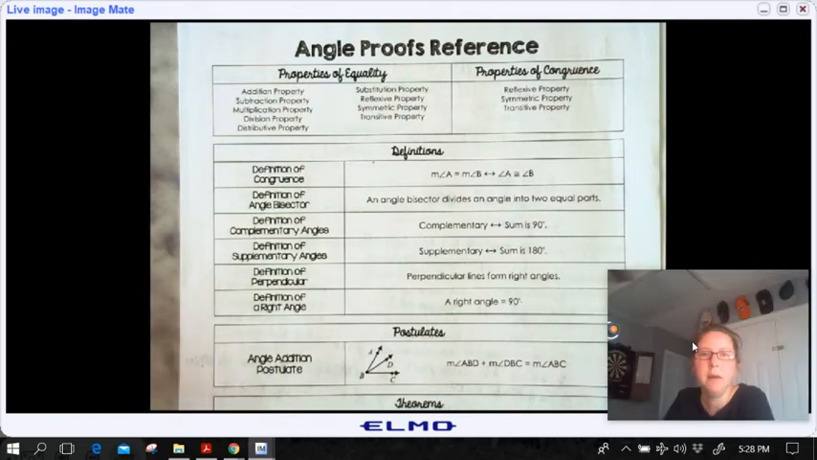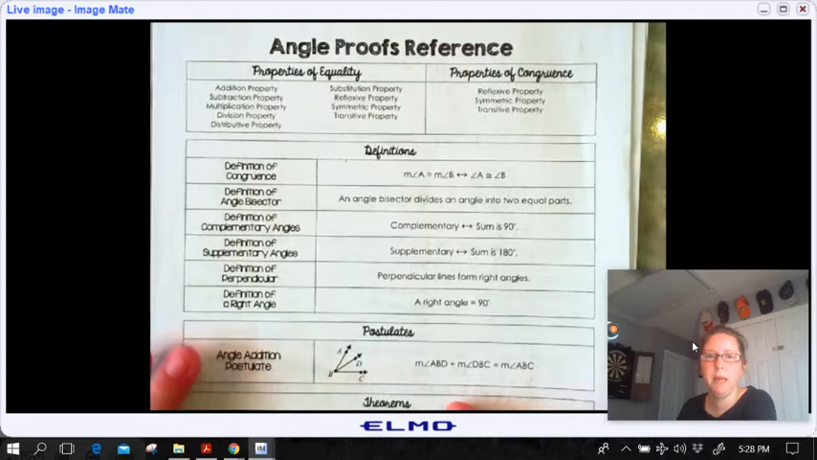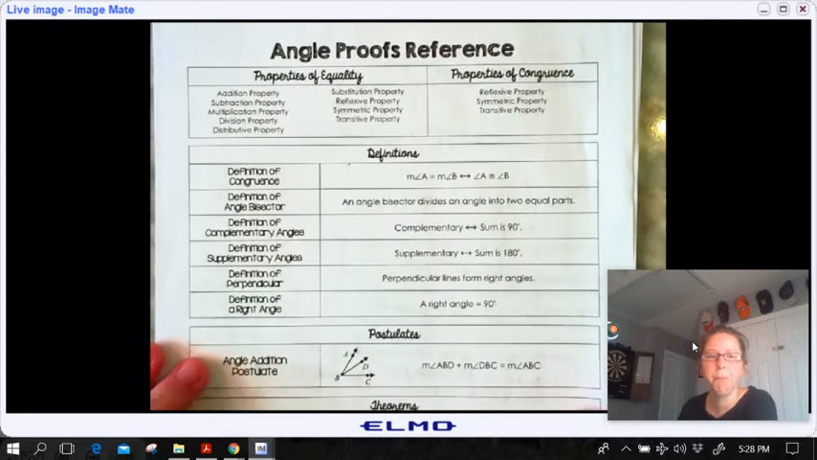Hey guys, today we are going to be completing Unit 2, Lesson 6. This is our last lesson of this current unit. And if you print it out, it is 3 pages. The third page is this reference page right here that I've included for you.